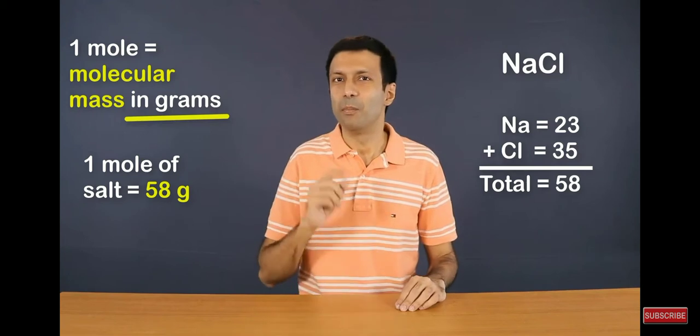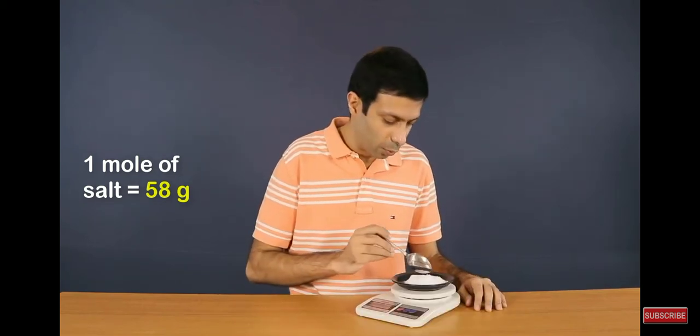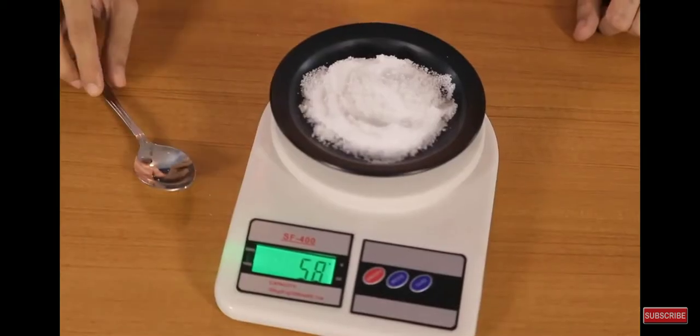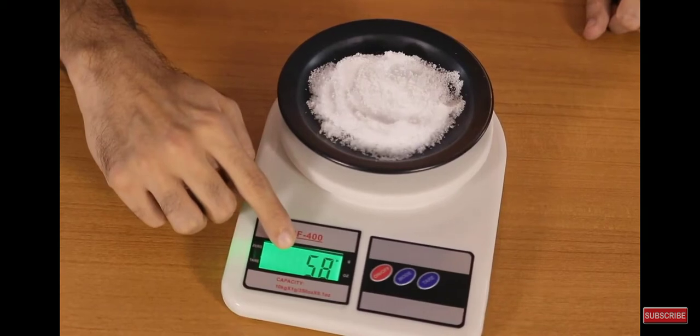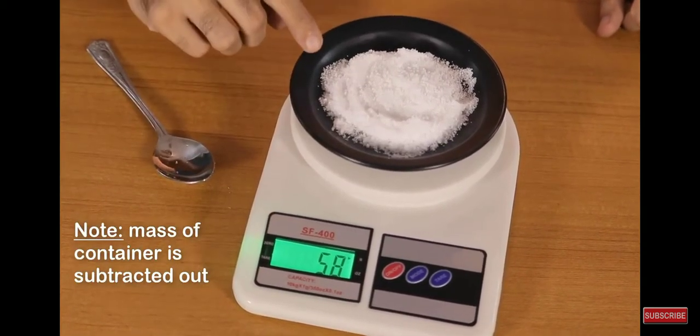Let's go ahead and measure 1 mole of salt. Here I am measuring 1 mole of salt. And as you can see, it's exactly 58 grams. Note that the mass of the container is subtracted out.